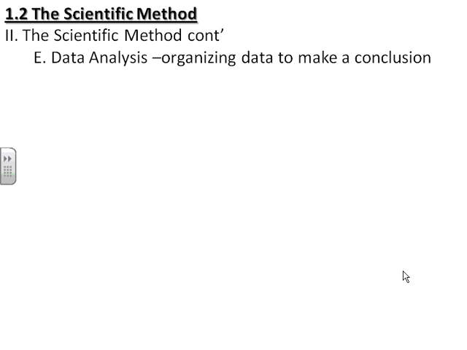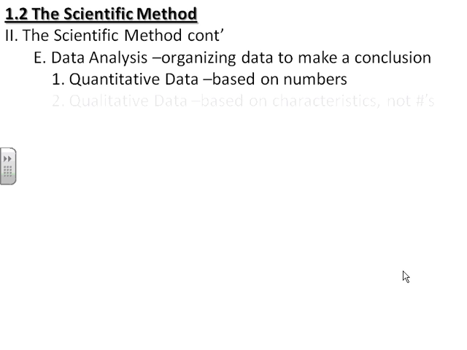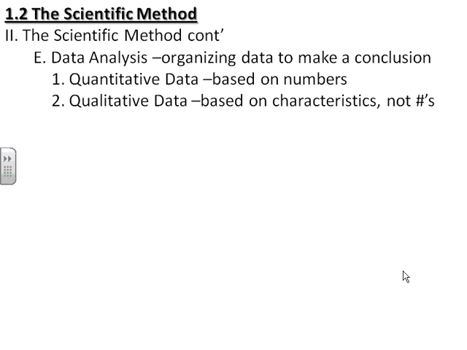Now, the next step, once we have our experiment designed and performed, we're going to have data. Data is what we get out of it, the information collected from an experiment. So we have to analyze that data by organizing it so we can make a conclusion. Often we come up with quantitative data, which are based on numbers, but sometimes experiments will give us qualitative data, which are based on characteristics and not numbers. For example, color or something like that.